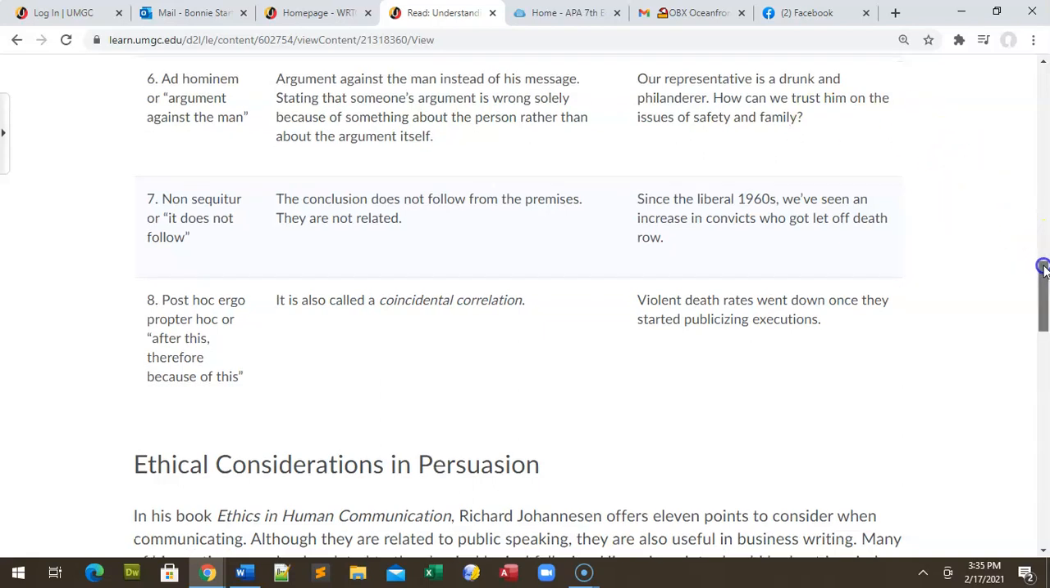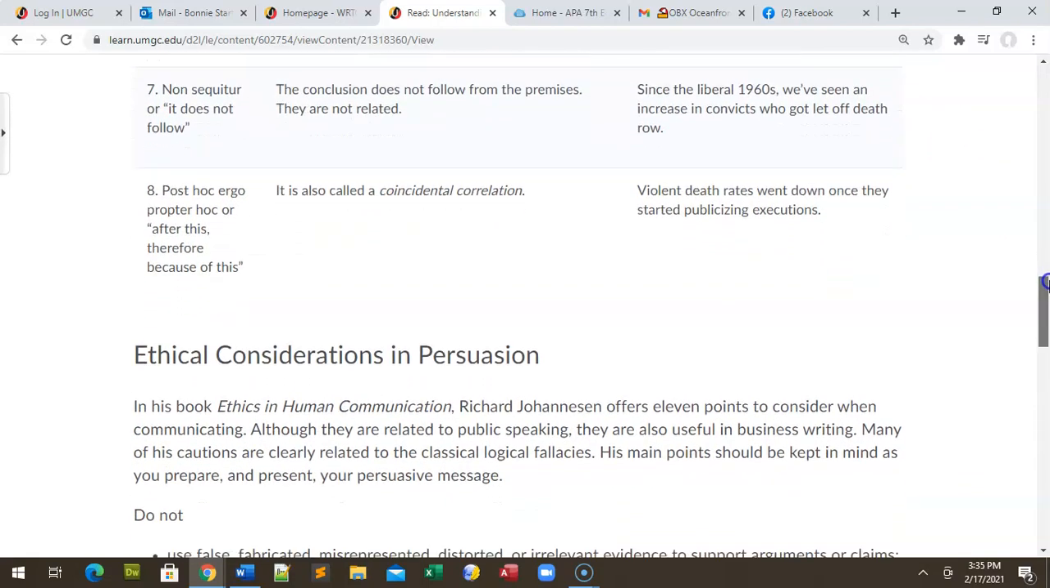Non sequitur, meaning it doesn't follow. In the liberal 1960s, we've seen an increase of convicts who get let off death row. They're not related. That's an older topic. And that was part of the thing where I keep telling you to make sure your information is current.